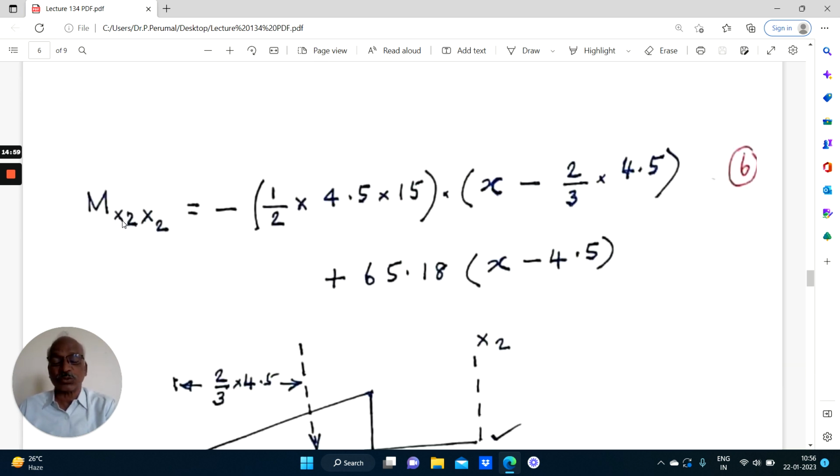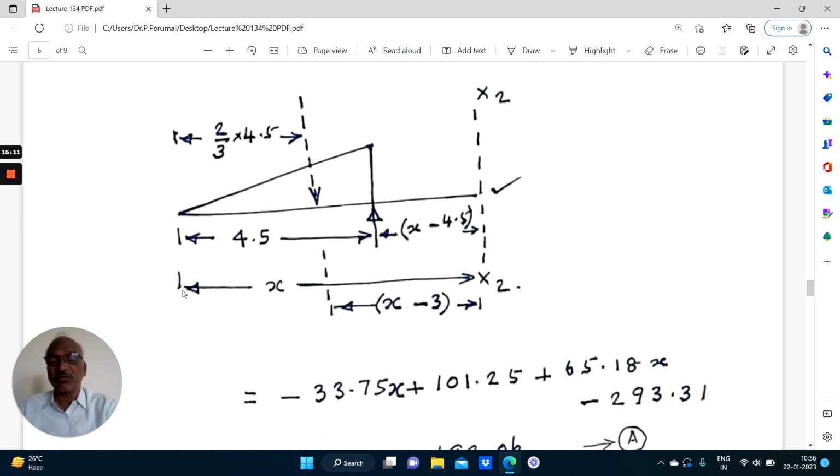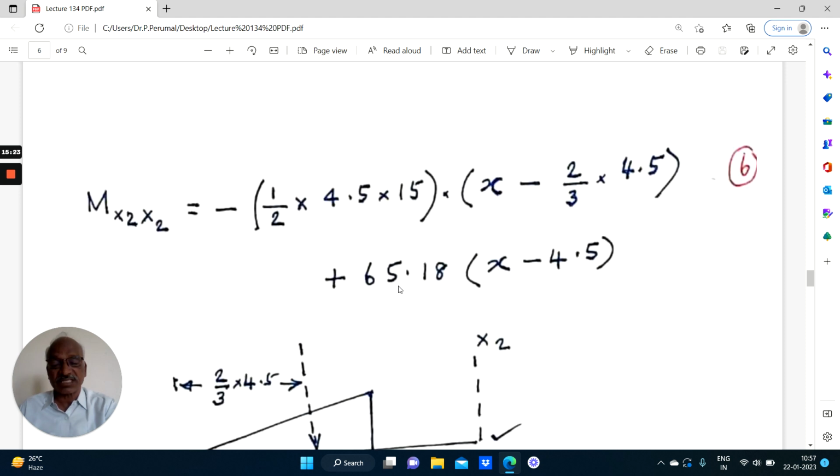Similarly, for section x2, the bending moment equals RA into x minus 4.5. X is measured from the free end. This is RA, RA into the total distance x, and this is 4.5, so x minus 4.5. RA is 65.18 into x minus 4.5.